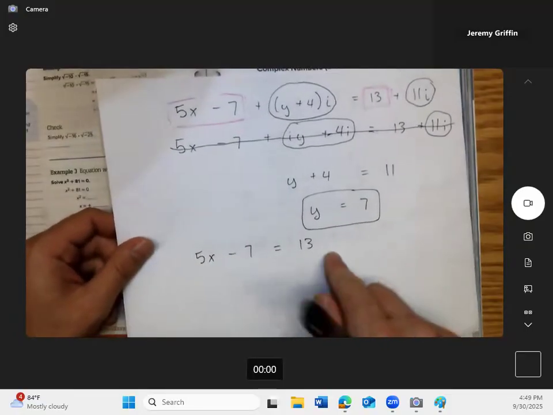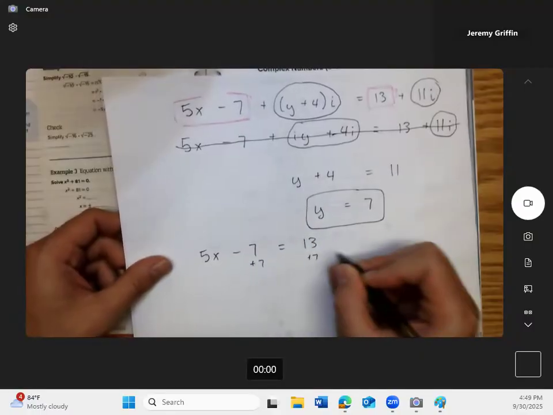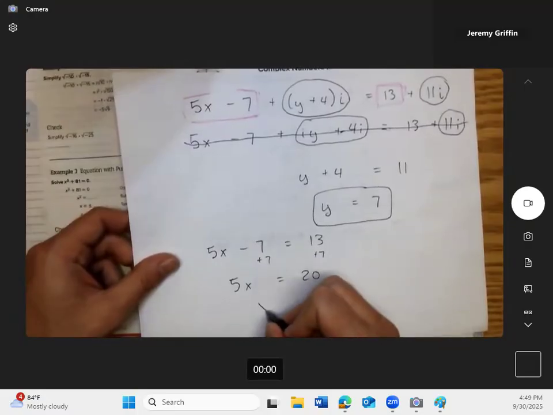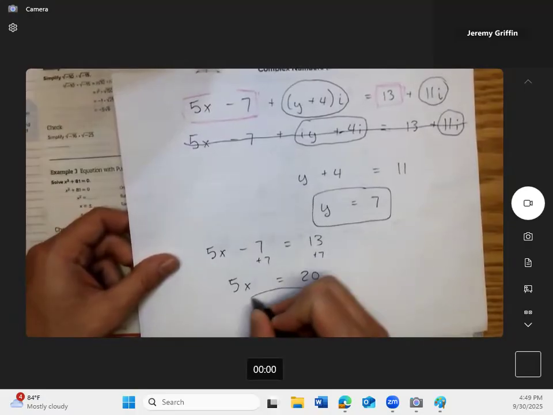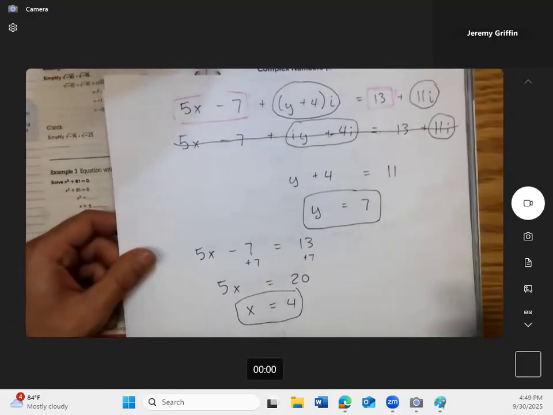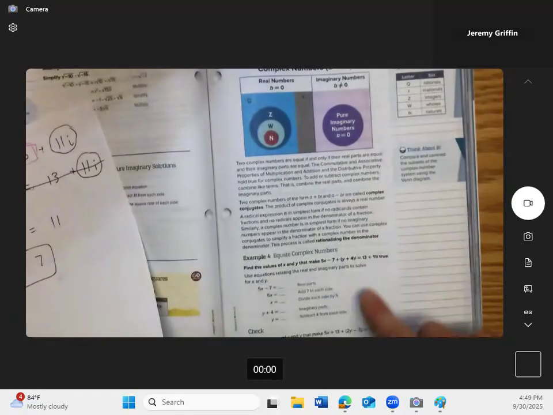Okay? So add over 7 plus 7 plus 7. 5x is 20. Divide by 5. X is equal to 4. So I think that's your solution right there. X is 4 and y is 7. Double check the text.